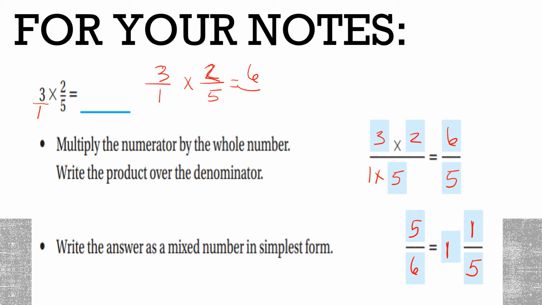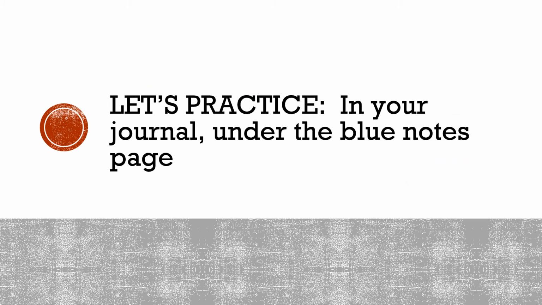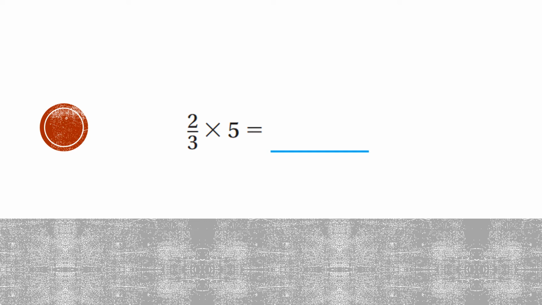Add a 1 and multiply. That's all you have to do. Multiply the top by the top, the bottom by the bottom, and then you get your answer. So let's go ahead and practice some of that. Under that blue notes page, you have all that light line space. Go ahead and write these problems, and use that space to do the work.